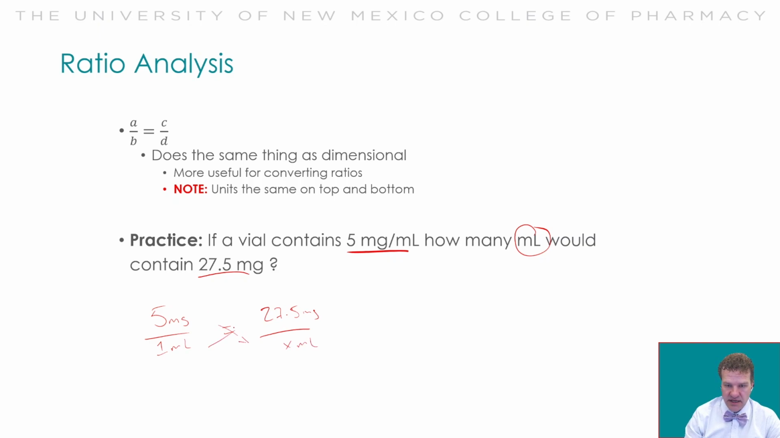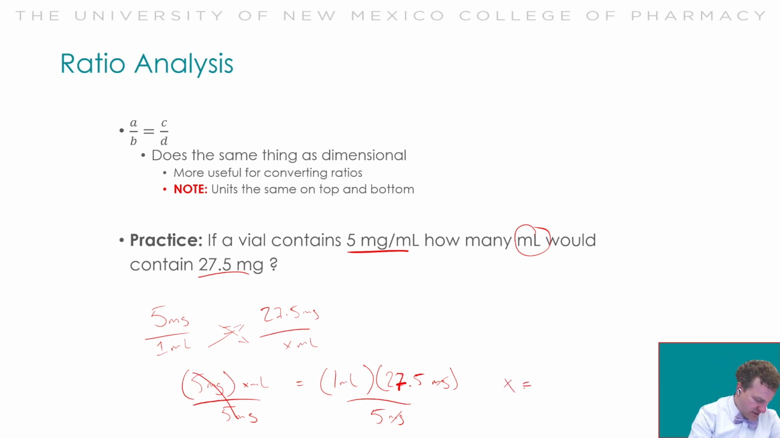We're going to cross multiply. 5 mgs times X mils equals 1 mil times 27.5 milligrams. We need to get the X alone, so we're going to divide both sides by 5 milligrams. The 5 milligrams cancel. On this side, just the units cancel, and we're left with mils. So now we can just solve for X. 1 times 27.5 divided by 5 equals 5.5 mils.